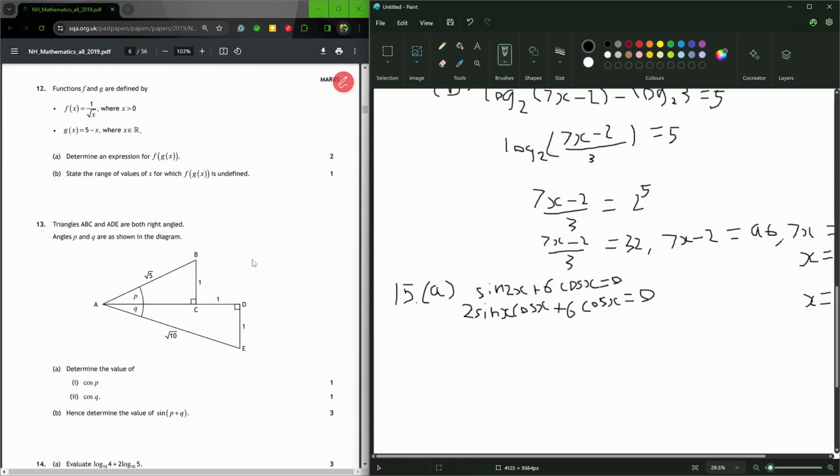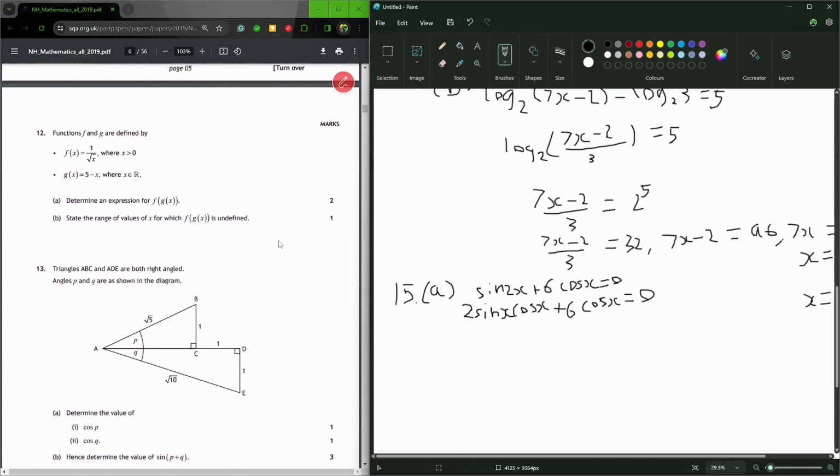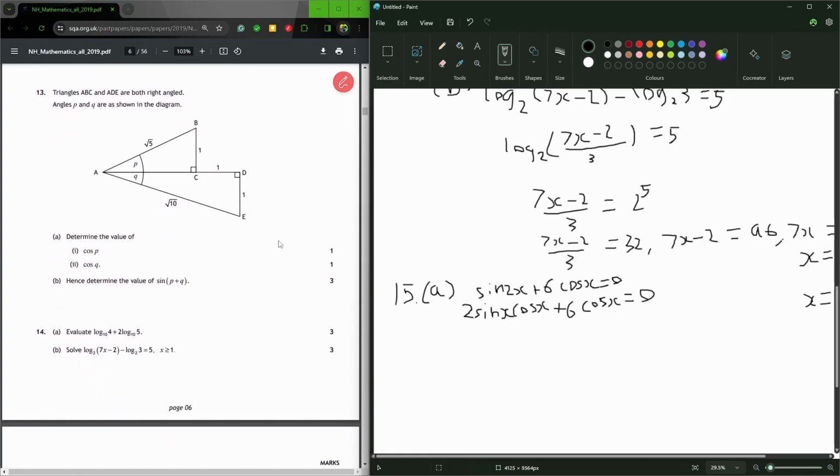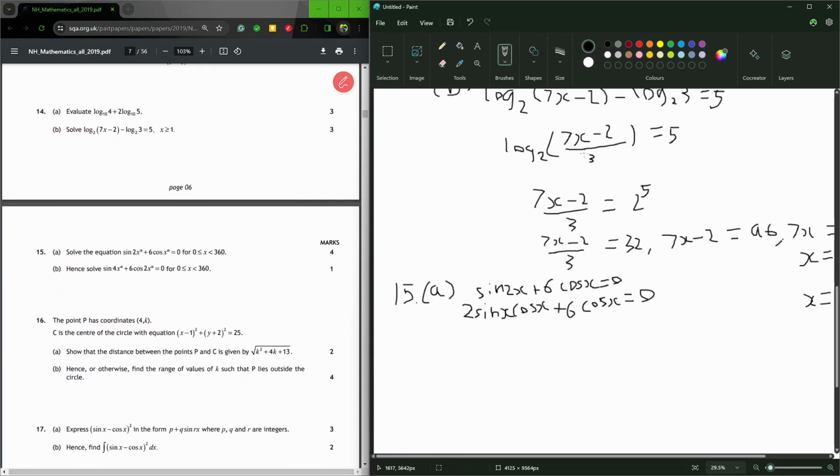Now, where do we go from here? Well, it's a question I've often asked myself, but don't you worry, it's not going to be too horrific. Okay? So what we're going to do is take cos x out as a common factor, okay? And this will leave us in the brackets with 2.